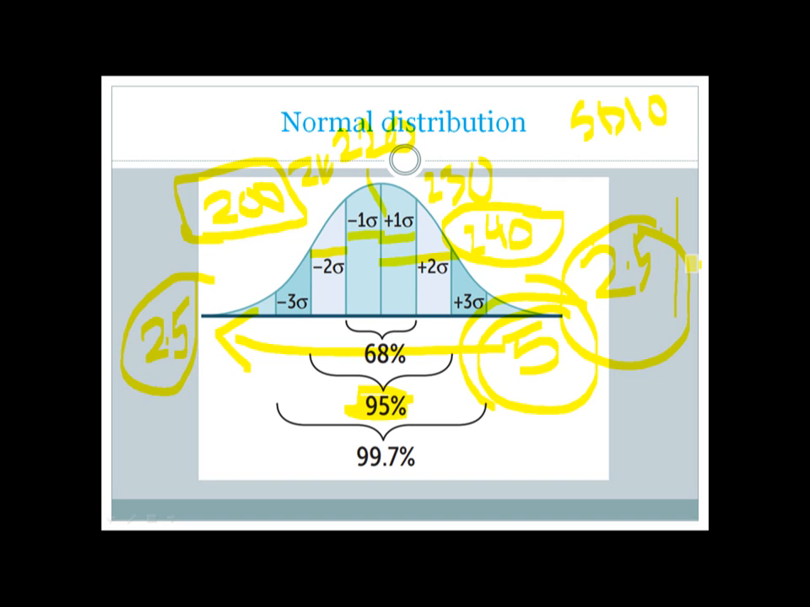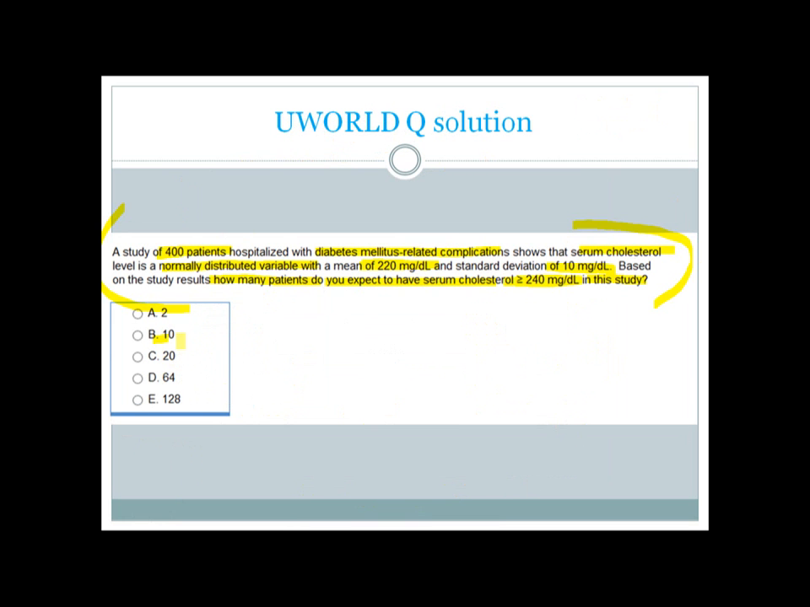As the study population is 400, we have to multiply 400 by 2.5 divided by 100, so it comes out as 4 times 2.5, which is 10. So the answer will be 10. There will be 10 people who have a cholesterol value more than 240 milligram per dl in this specific study population.